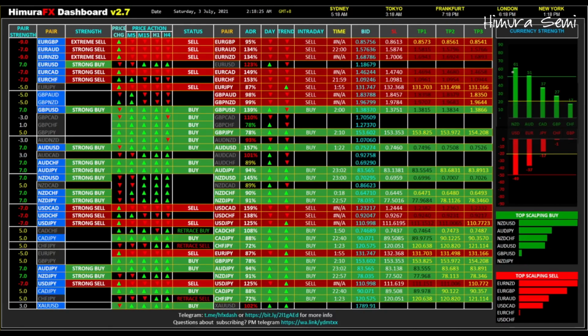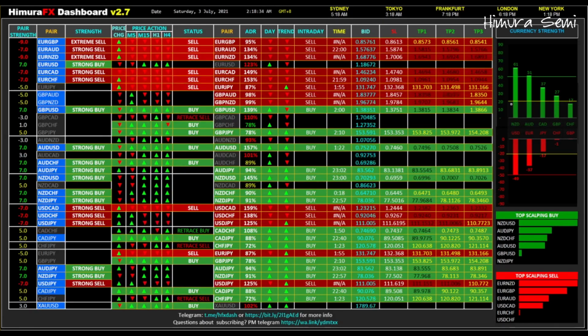Now let's find out what the sell pair looks like. As you can see, Euro is the weakest against the strongest currency, which is New Zealand dollar. Let's take a look at the Euro-New Zealand dollar pair. It has a blue box in its pair column. As we are looking for a sell entry, the strength column should indicate an extreme sell. Yes, it is literally an extreme sell, you are right.